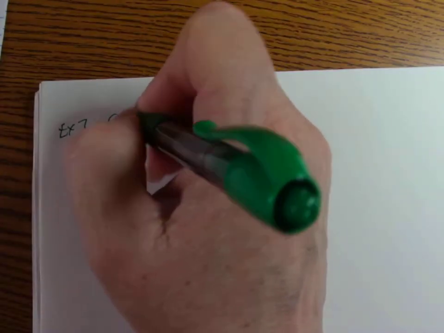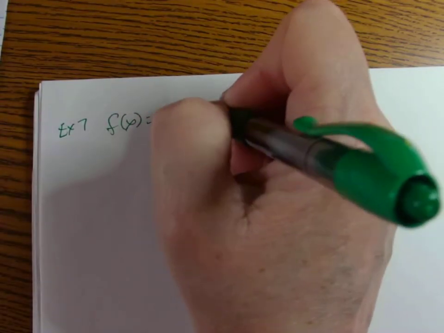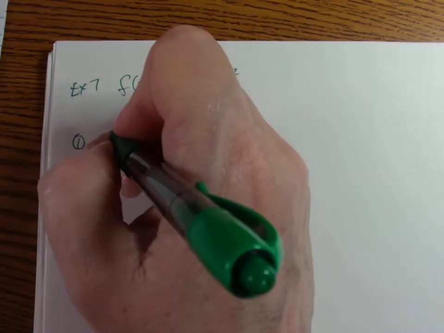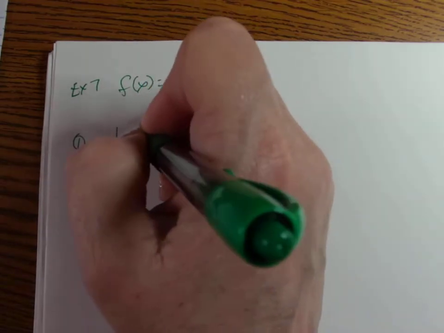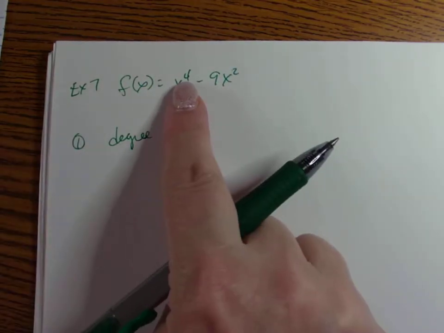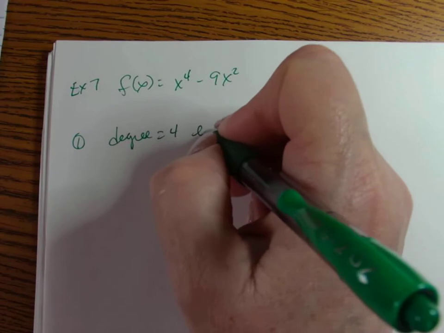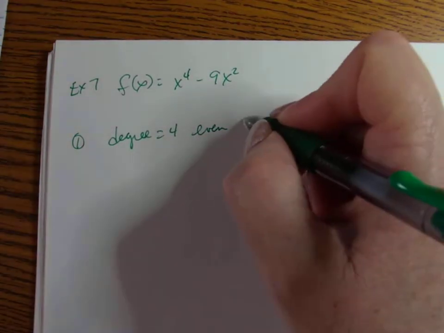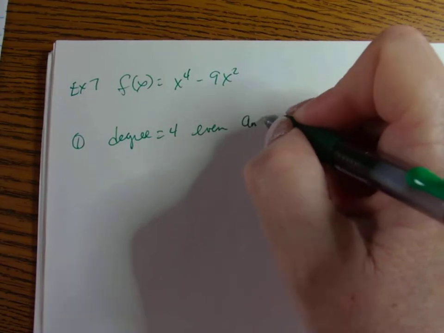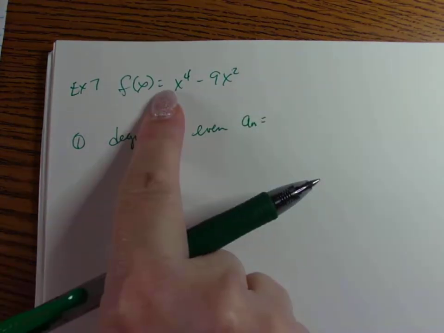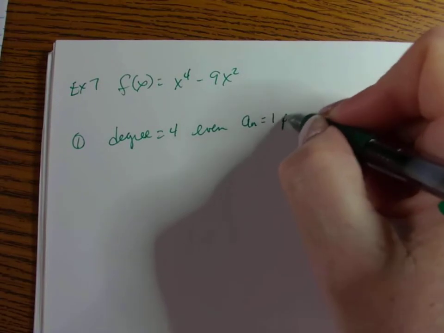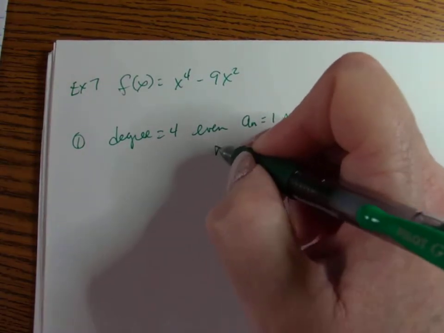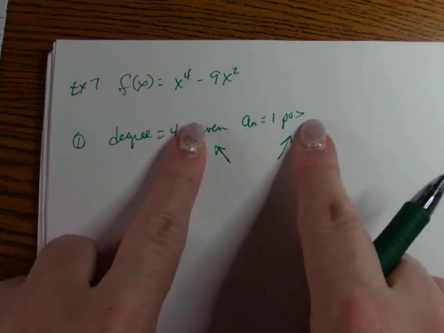So we have f of x is equal to x to the 4th minus 9x squared. So the first thing we're going to look at is our degree. The degree of the function, because they're separate terms, is going to be 4, which tells us that's an even degree. And our first term, the a sub n or the a or whatever you want to call it, is equal to 1. What we really care is that it is positive. So positive tells us it goes up, even tells us it matches. So we know that our graph will go up like this.